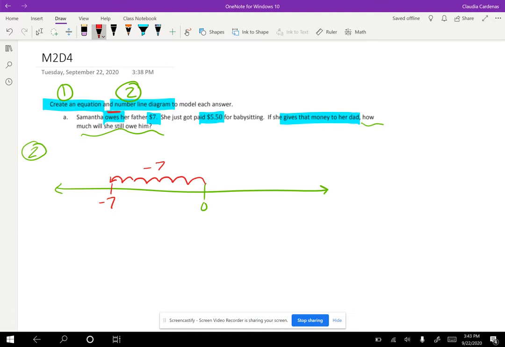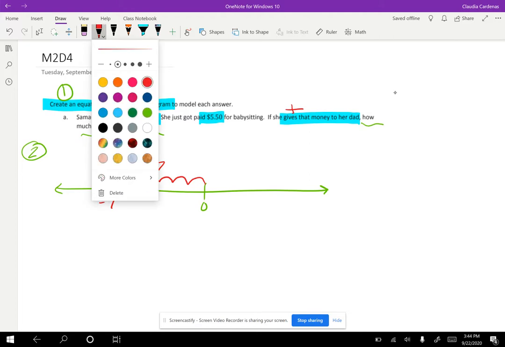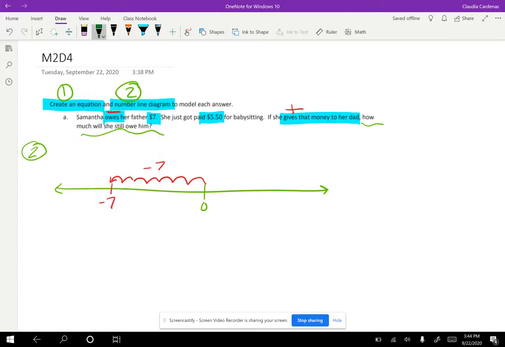And so now she got paid $5.50 for babysitting, and it says that she gives that money to her dad. So she's paying him back now. So how much will she still owe him? Okay, so she's paying off her debt, which means she's reducing the amount of money she owes him and is now moving in the positive direction. Well, how many spaces is she moving? She's moving 5.5. So let's go ahead and show that on our number line.